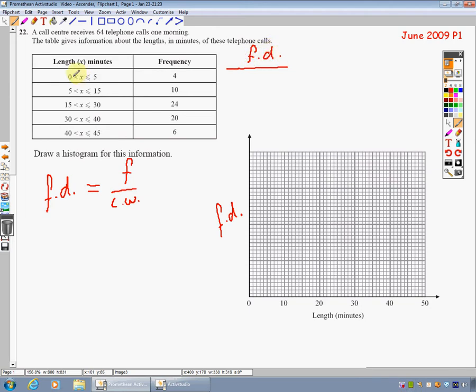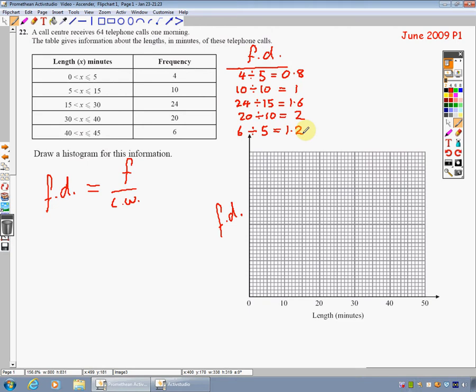In this case, our class width goes from 0 up to 5, and our frequency is 4, so we have 4 divided by 5, which is 0.8. You should have a calculator for these questions, but if not, I advise getting to grips with your fifths. Here we have from 5 to 15, which is a class width of 10. Our frequency is 10, so it's 10 divided by 10, which is 1. Over here, 24 divided by 15 to 30 is 15, and that is 1.6. Then 20 divided by 10, which is 2, and finally 6 divided by 5, which is 1.2.